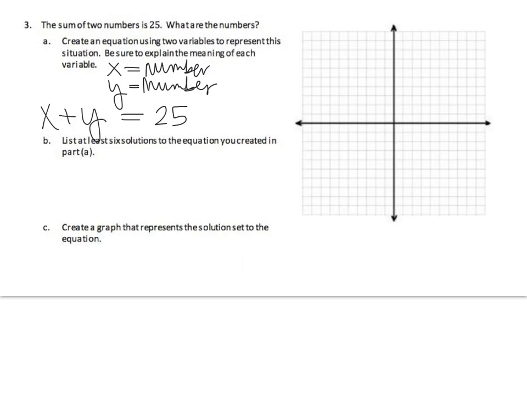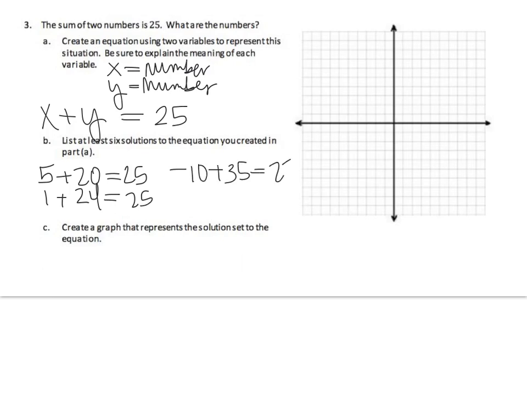List at least 6 solutions to the equation you created in part A. It could be anything, goodness. 5 plus 20 is 25. 1 plus 24 is 25. Negative 10 plus 35 is 25.